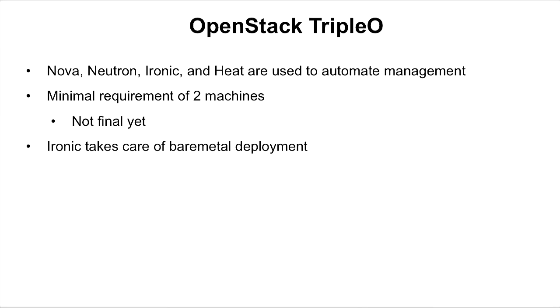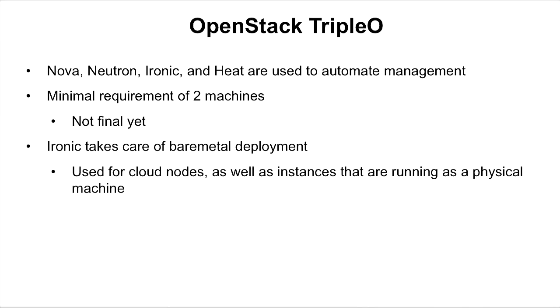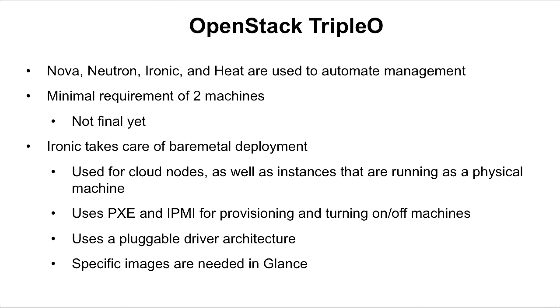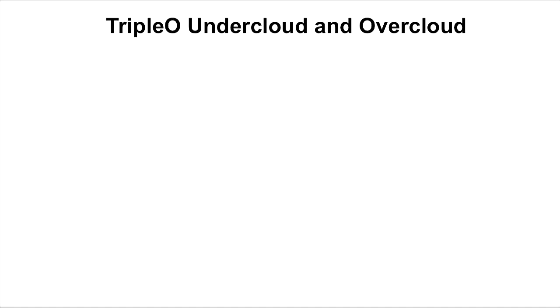In TripleO, Ironic is taking care of the bare metal deployment. It is used for the cloud nodes, as well as the instances that are running as a physical machine. And in the solution, PXE and IPMI are used for provisioning and turning on or off the virtual machines. So it's interfacing directly with the network boards and optionally the management boards that might be available in your machines. Ironic is using a pluggable driver architecture, and specific images are needed in Glance in order for TripleO to work.